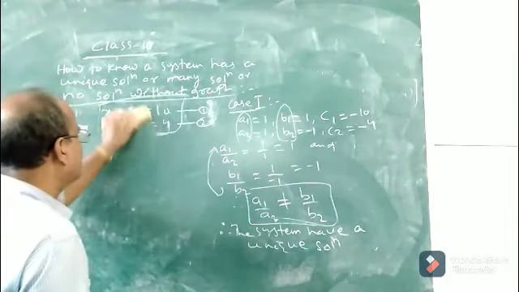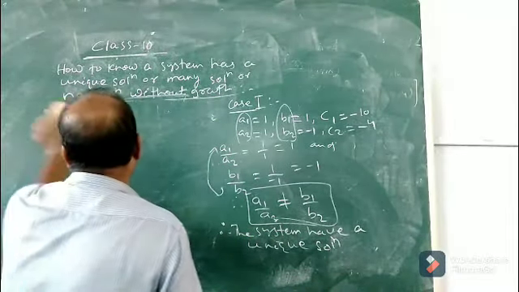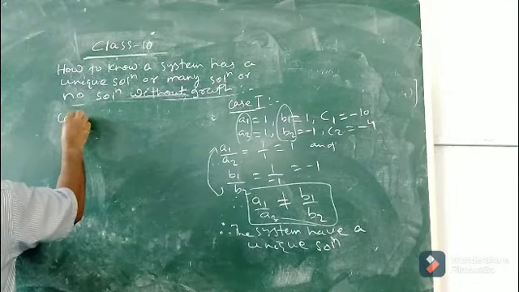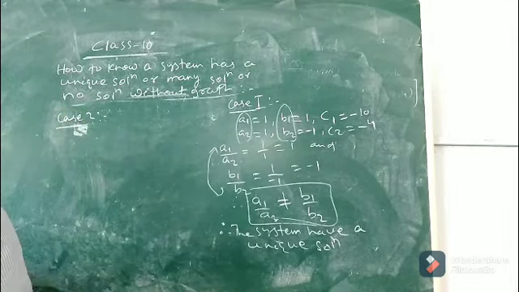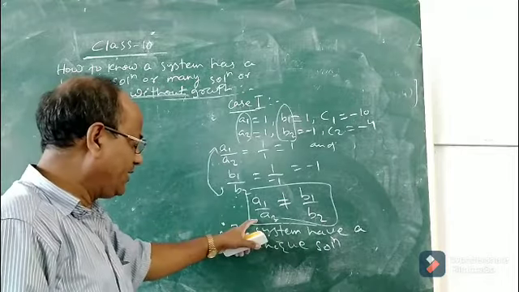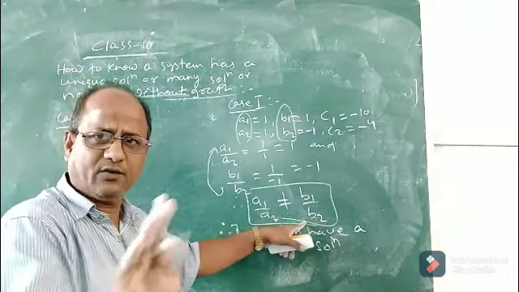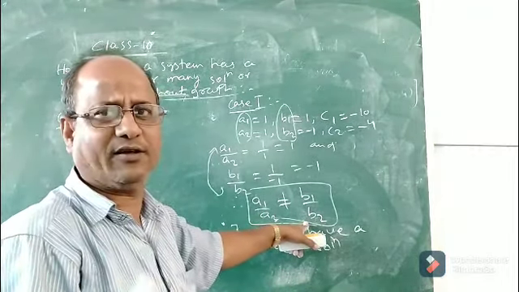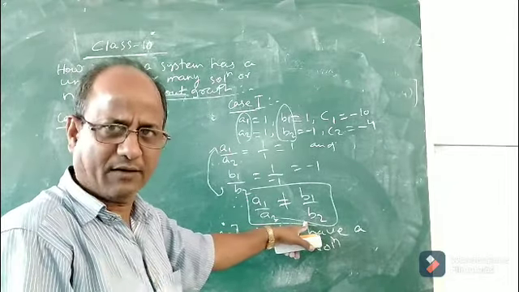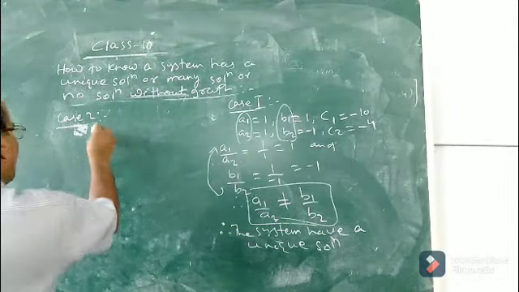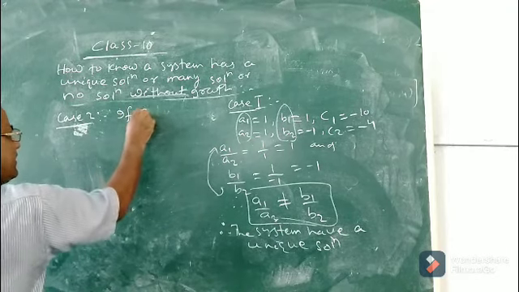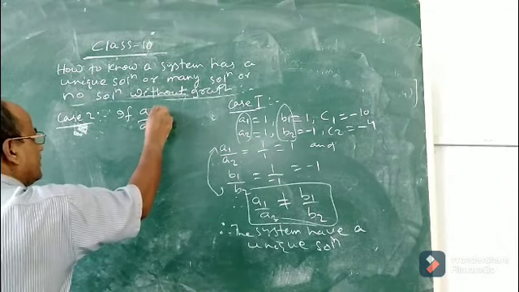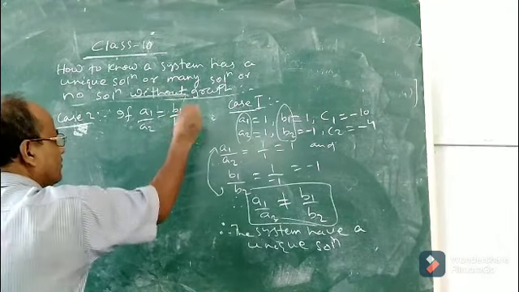Now case number 2. For case 1, A1 by A2 not equal to B1 by B2, then we conclude that the system will have a unique solution, without graph. Now case number 2. It may so happen that A1 by A2 is equal to B1 by B2.